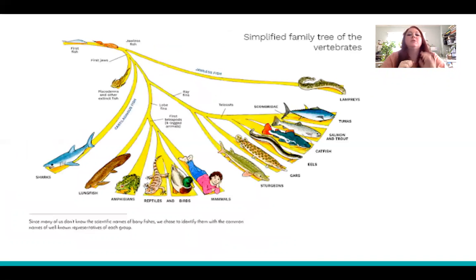And then, like I said, this one's a little bit more simplistic. So you start with your lampreys. It's a little hard to read, but it says jawless fish, or lampreys. And then this gives you a little bit more of an idea of your ray fin fish, like tuna, salmon, catfish, eels, gars, sturgeons. Those are the most common names that you know. Sharks branched off separately, so they were cartilage fish. And then us, the lungfish, to the amphibians, reptiles, birds, and mammals.